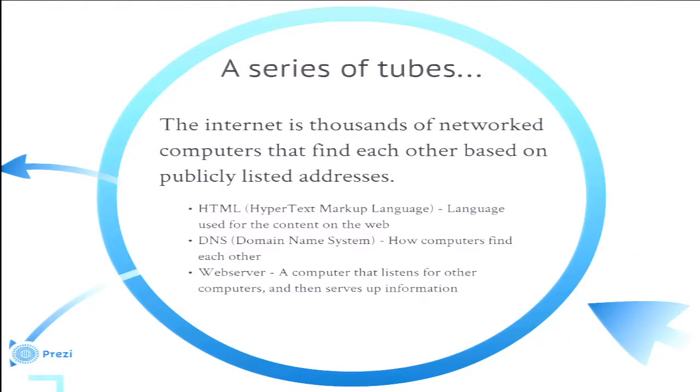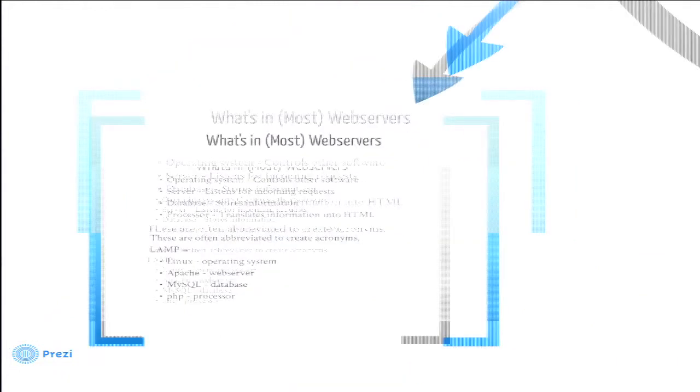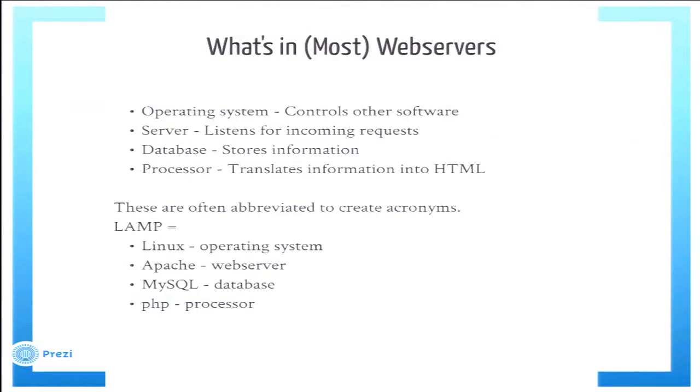Okay, so back to that slide. Then, what's in most web servers? Web servers are usually a physical box, although that's changing now that we have the cloud. But they're basically a collection of software. They have an operating system, they have a server, they have a database, they have a processor. Most people are relatively familiar with this, so I don't want to spend too long on it. The operating system is what's on your PC. It's the same kind of idea on a web server.